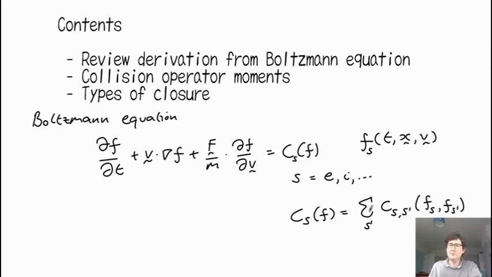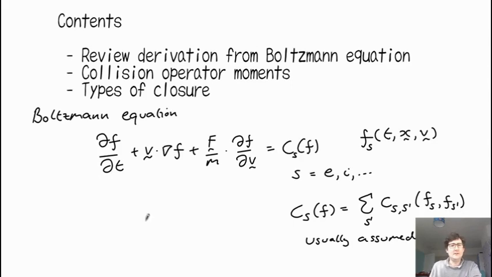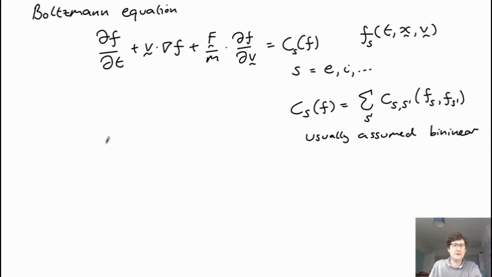In general this could be quite a complicated expression. Usually this is assumed to be bilinear, so we assume that this function is linear in f of S and linear in f of S prime. And then from this Boltzmann equation we calculate equations for density, velocity and pressure or energy.